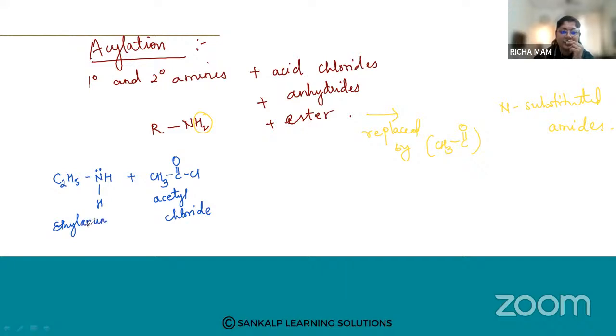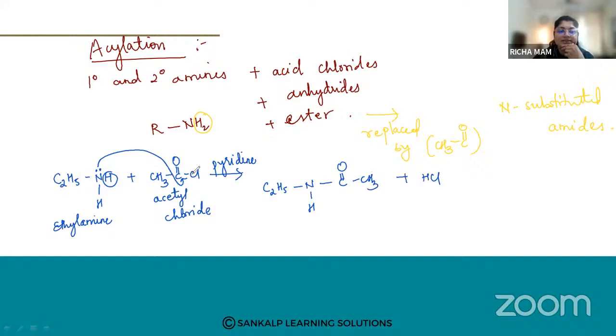Okay, this is our ethylamine. So what is going to happen? The lone pairs present on the nitrogen will attack this carbonyl carbon. This reaction takes place in the presence of a base like pyridine. So what are we going to get? C2H5NH, where one of the hydrogen atoms will be replaced by C double bond O CH3, plus HCl. This H and this Cl will combine to give you HCl.